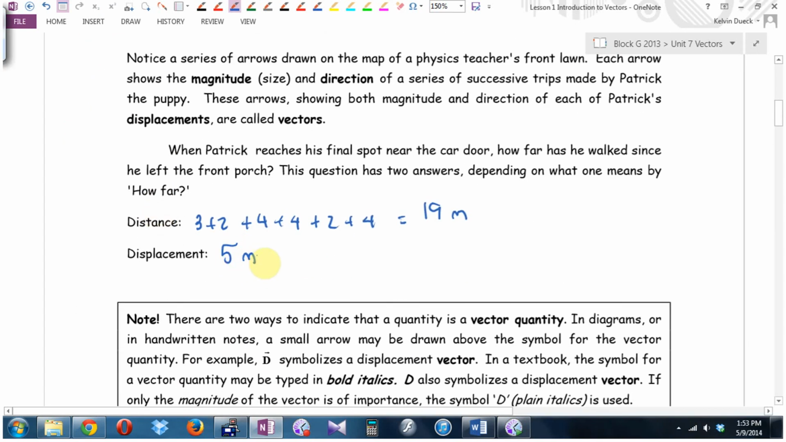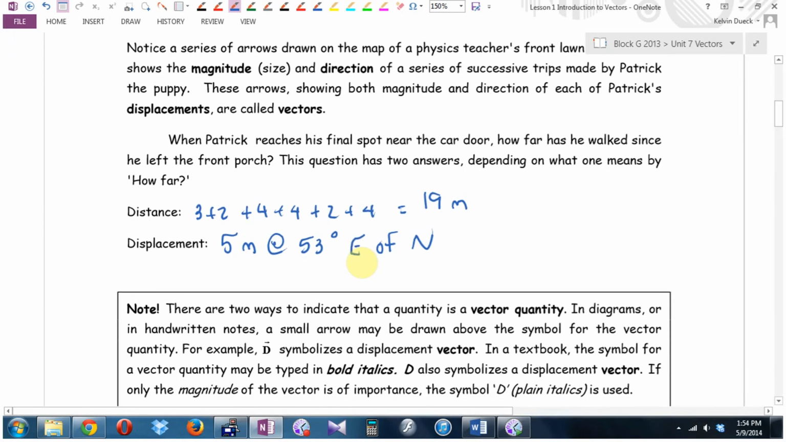And then to show that we're about to give the direction, we put an @ symbol. And then we would describe this direction by saying 53 degrees east of north. 53 degrees east of north. Say what? East of what? Again, east of what?